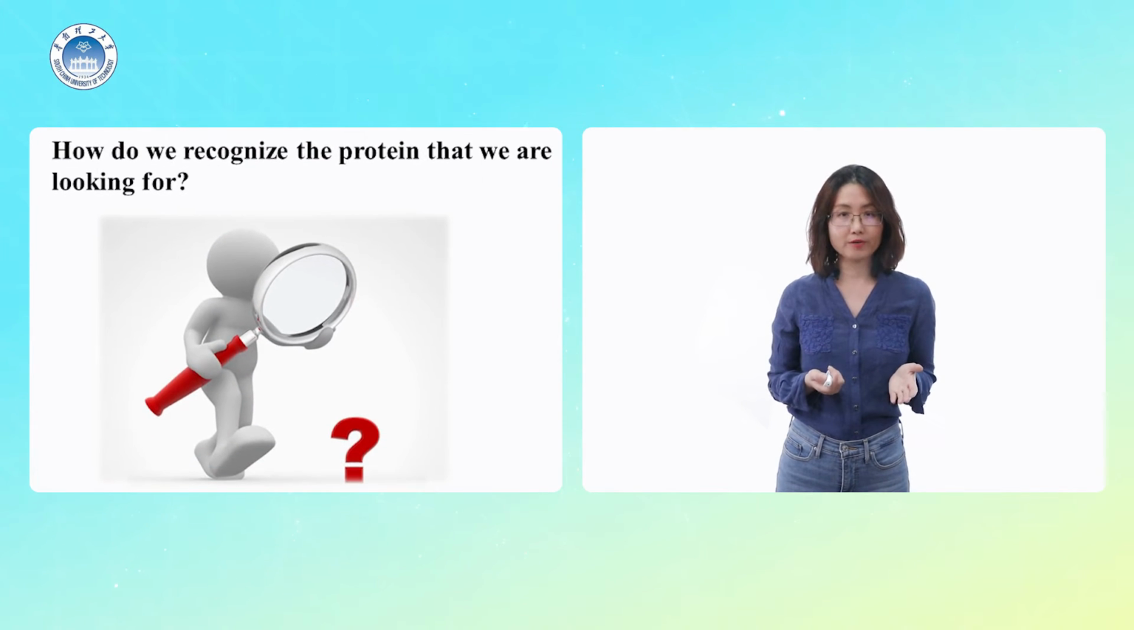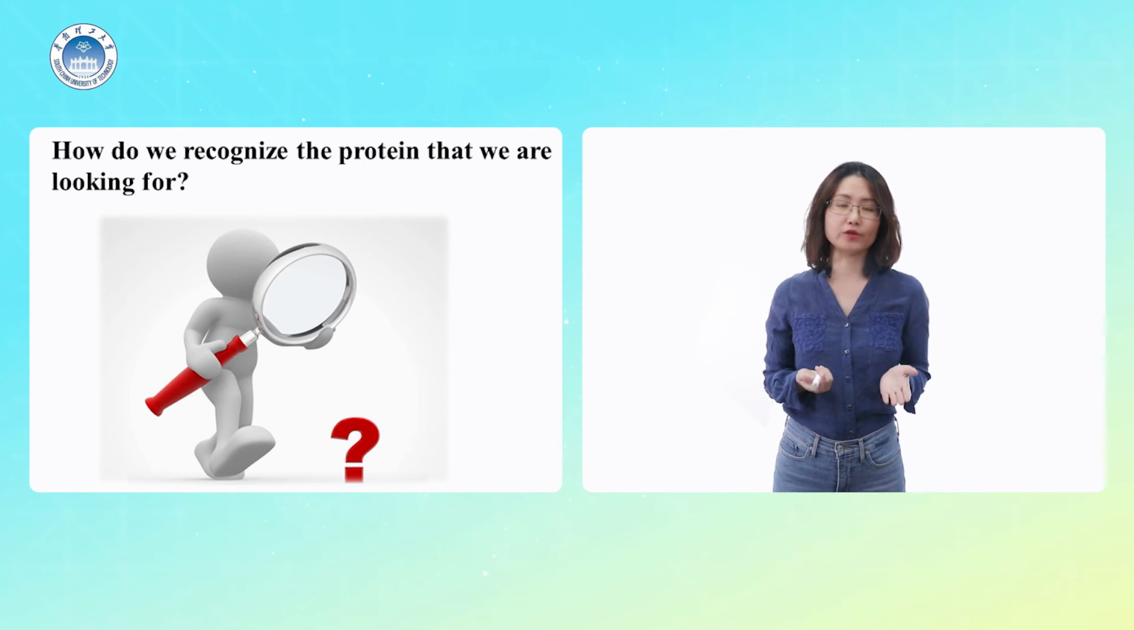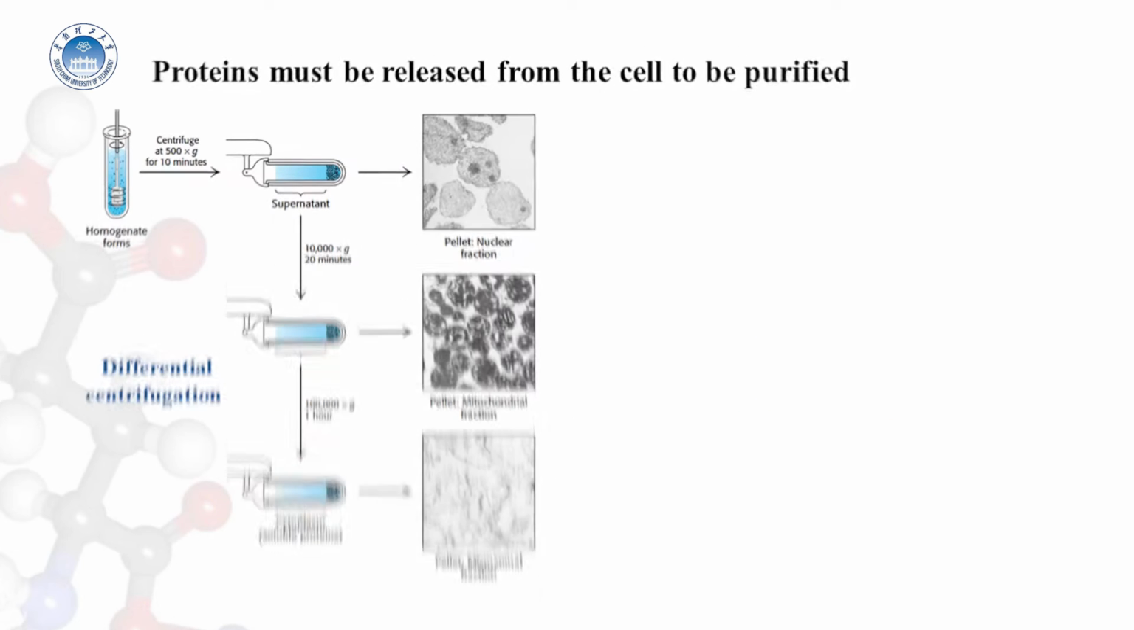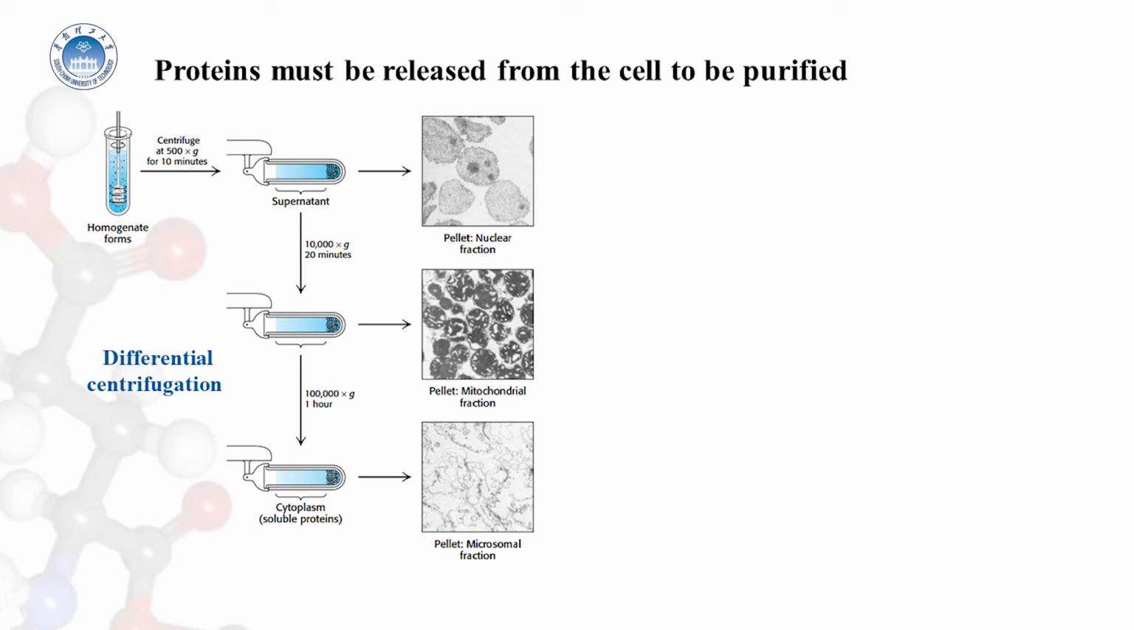So how do we recognize the protein that we are looking for? Hence, the first step in these studies is the purification of the protein of our interest. Proteins must be released from the cell to be purified.